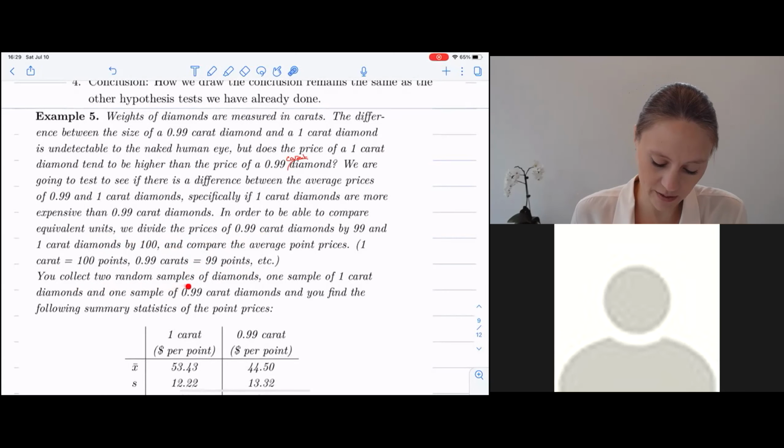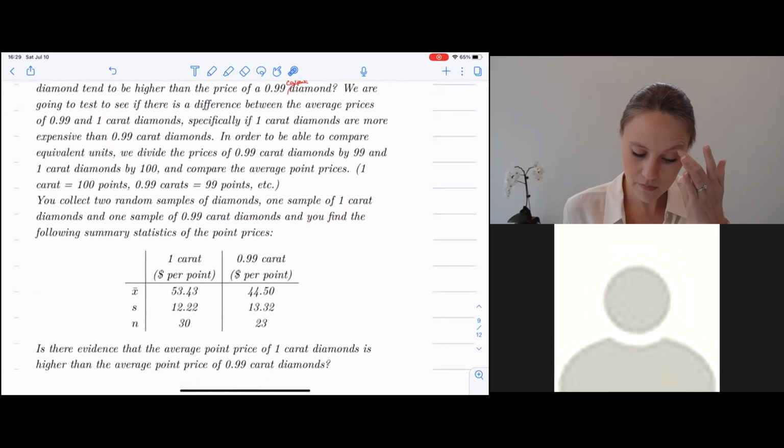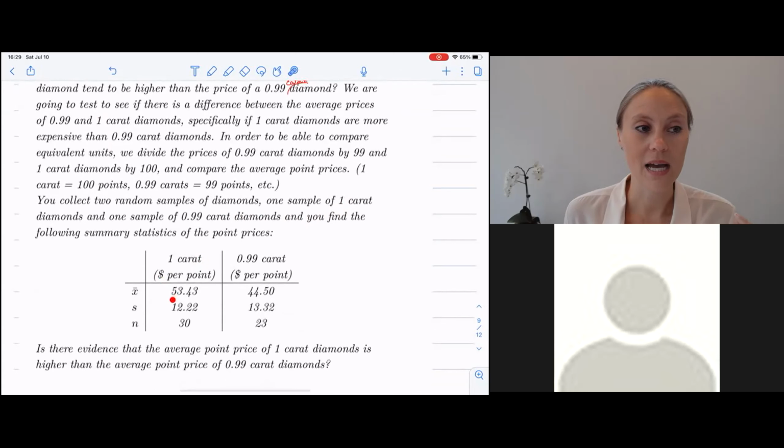Let's say you collect 2 random samples of diamonds, 1 sample of 1 carat diamonds and 1 sample of 0.99 carat diamonds, and you find the following summary statistics of the point prices. The 1 carat diamonds, in dollars per point, have a sample mean of $53.43 per point, which for a 1 carat diamond we would have to multiply by 100 because a 1 carat has 100 points. So that would be the overall price. With a standard deviation of 12.22, and our sample size was 31 carat diamonds.